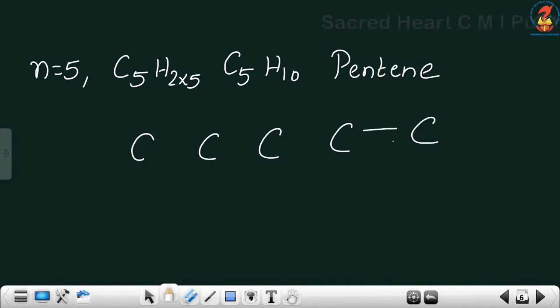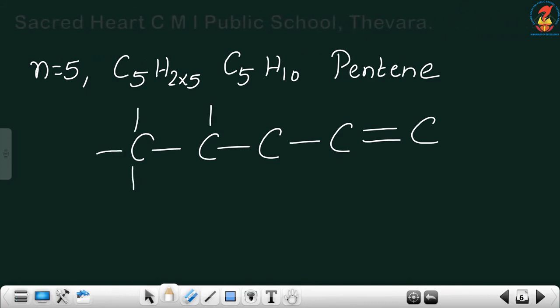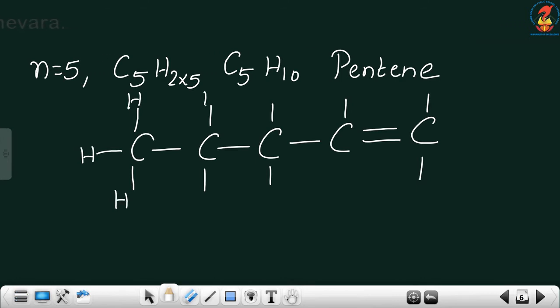Draw 5 carbon atoms. Make one of the bonds a double bond. One of the bonds should be drawn as a double bond. So, the other bonds can be single bonds. Now, take each carbon, find out the valencies which are free to be filled with hydrogen. Okay. So, write hydrogens everywhere. I hope you are following.